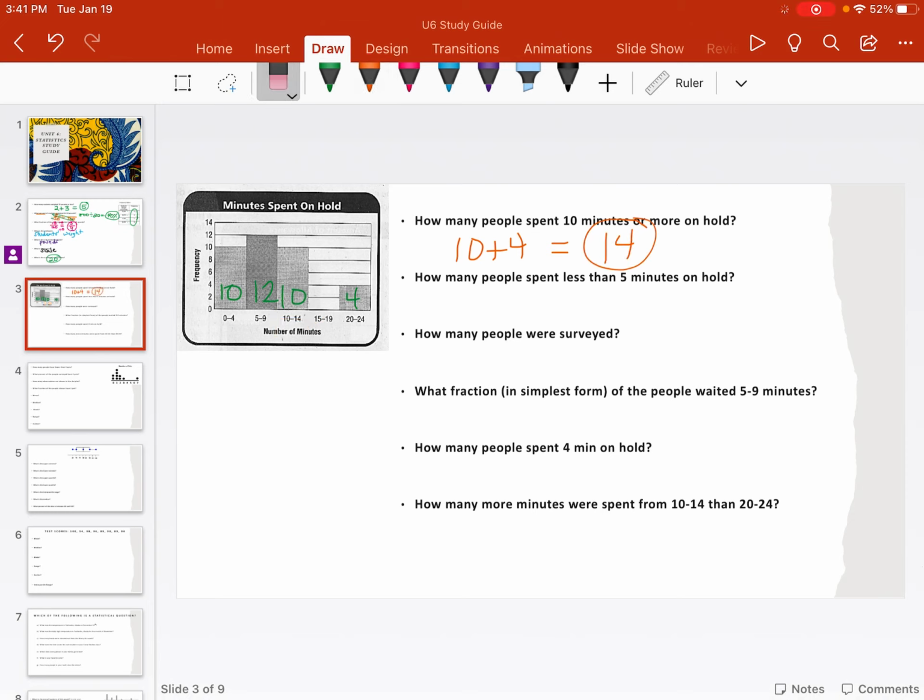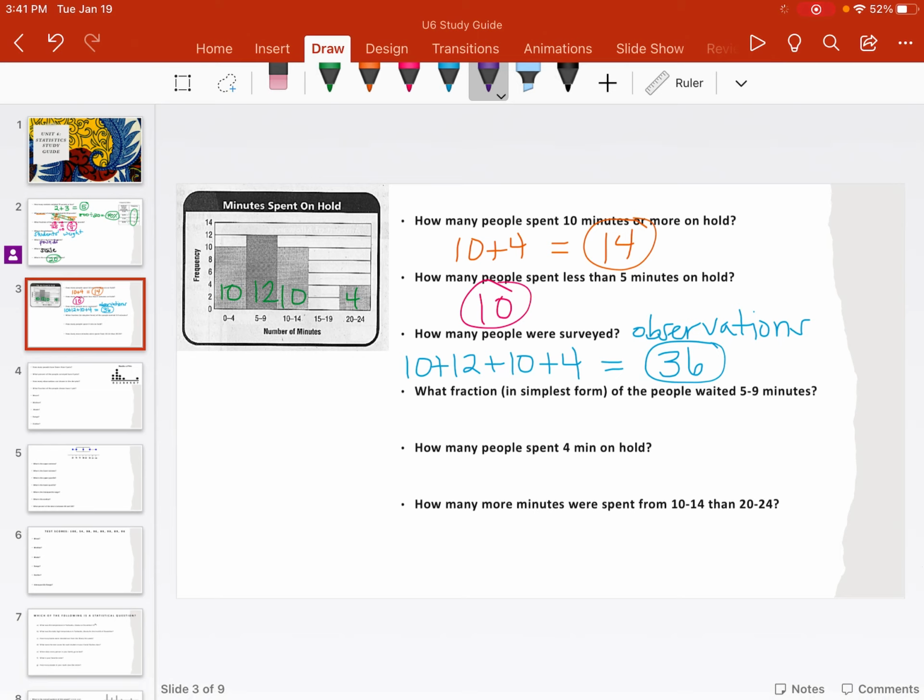Next, how many people spent less than 5 minutes on hold? Here's 5 minutes. Less than 5 is 10. Okay. How many people were surveyed? So this is the same thing as your observations. How many total observations? So we got to add this up. 10 plus 12 is 22. So 10 plus 12 plus 10 plus 4, 22, 32, 36 total observations.